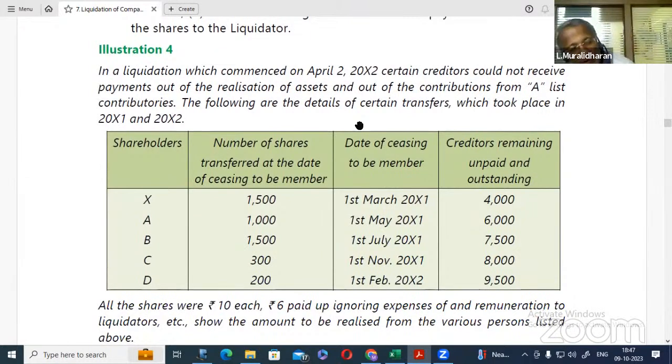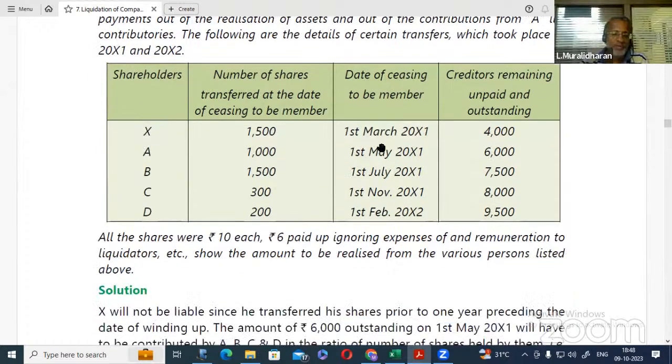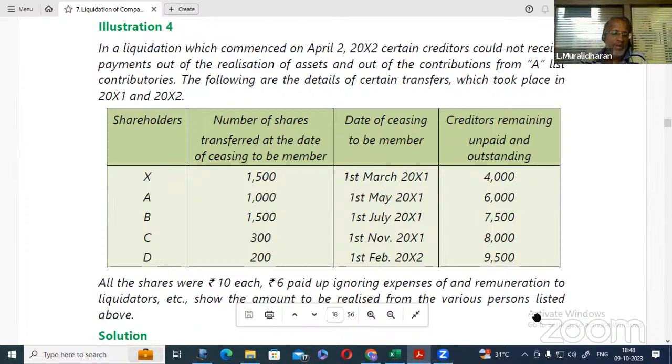Let us take up illustration number 4. In a liquidation which commenced on 2nd of April 20x2, certain creditors could not receive payments out of the realization of assets and out of the contribution from A list of contributories. The following are the details of certain transfers which took place in 20x1, 20x2. Shareholders X, A, B, C, D; number of shares transferred 1,500, 1,000, 1,500, 300 and 200. Date of ceasing to be a member: 1st of April x1, 1st of May x1, 1st of July x1, 1st of November x1, 1st of February x2. Creditors remaining unpaid and outstanding: 4,000, 6,000, 7,500, 8,000 and 9,500. All the shares were rupees 10 with 6 paid up, ignoring expenses of and remuneration to liquidator. Show the amount to be realized from the various persons listed above. Right.